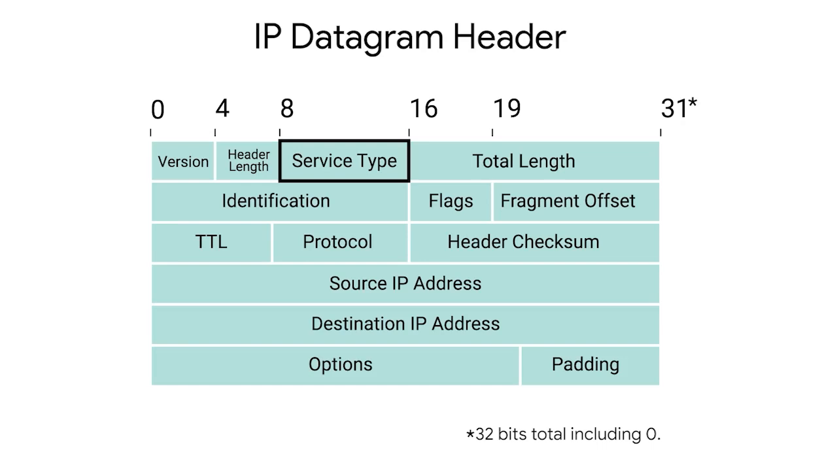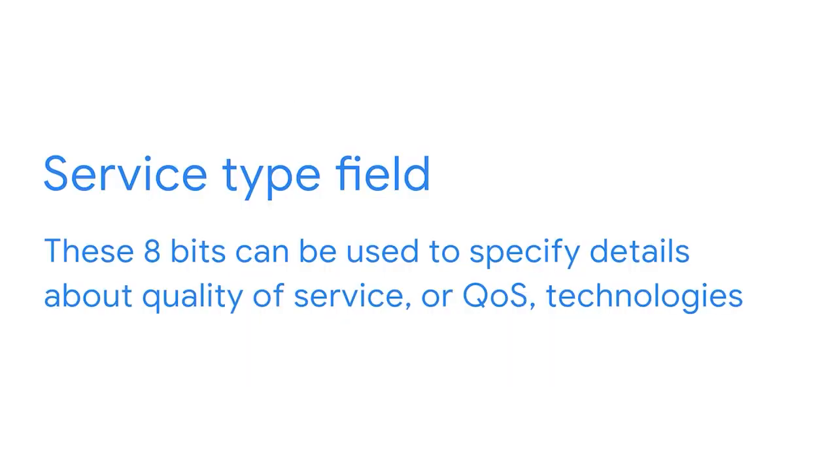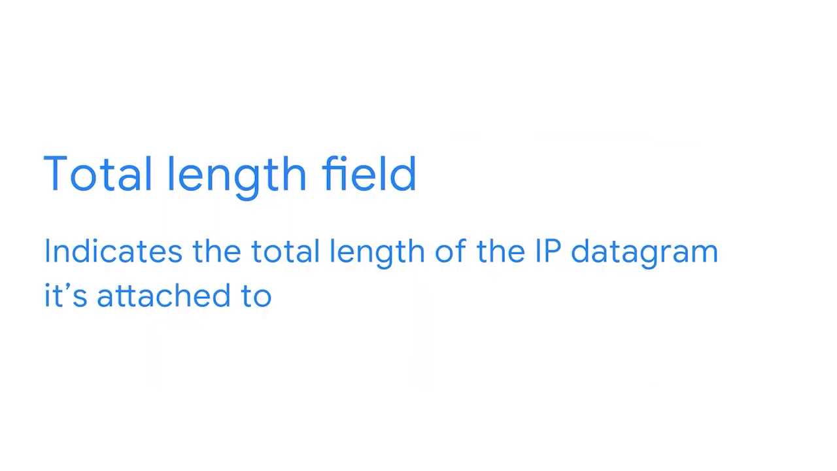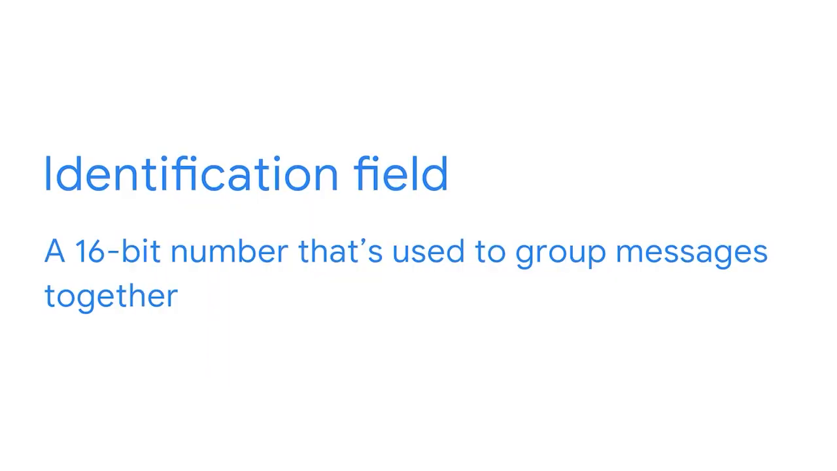Next, we have the service type field. These 8 bits can be used to specify details about quality of service, or QoS technologies. The important takeaway about QoS is that there are services that allow routers to make decisions about which IP datagram may be more important than others. The next field is a 16-bit field known as the total length field. It's used for exactly what it sounds like, to indicate the total length of the IP datagram it's attached to. The identification field is a 16-bit number that's used to group messages together.